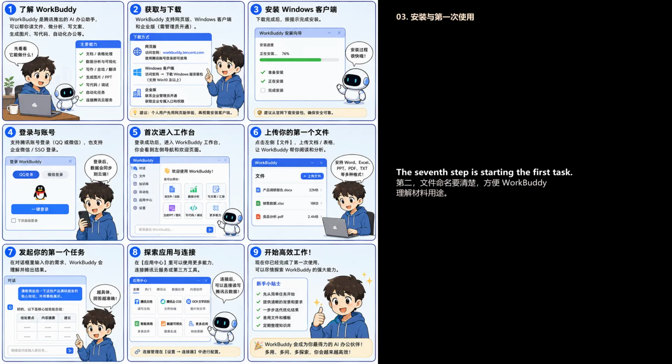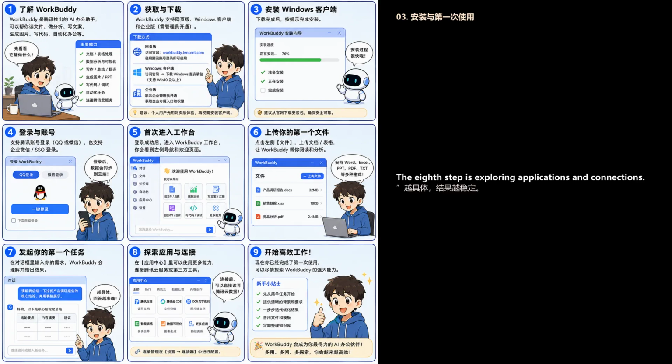The 7th step is starting the first task. Do not only say, "summarize this." Specify the output format. For example, please summarize the core conclusions of this product research report and present the background, key data, risks, and recommendations in a table. The more specific the instruction, the more stable the result.